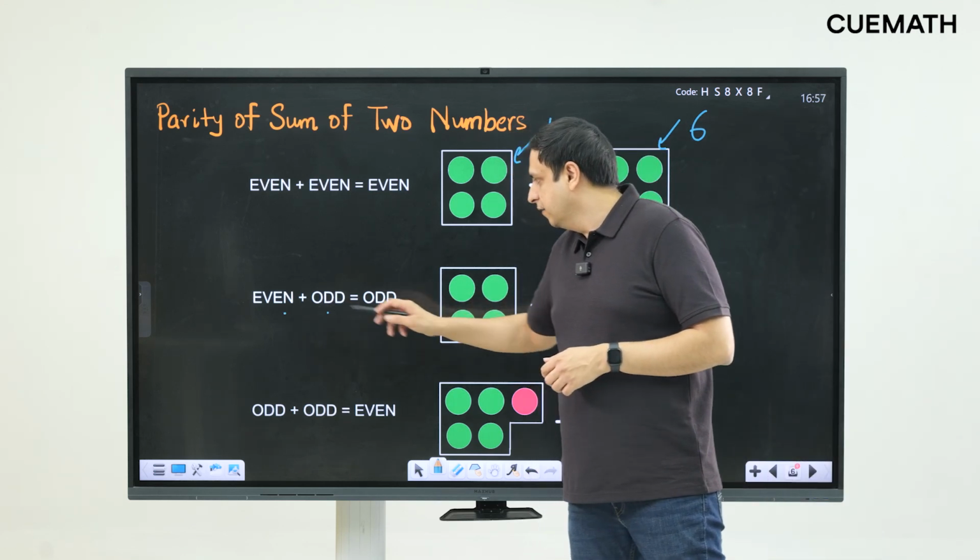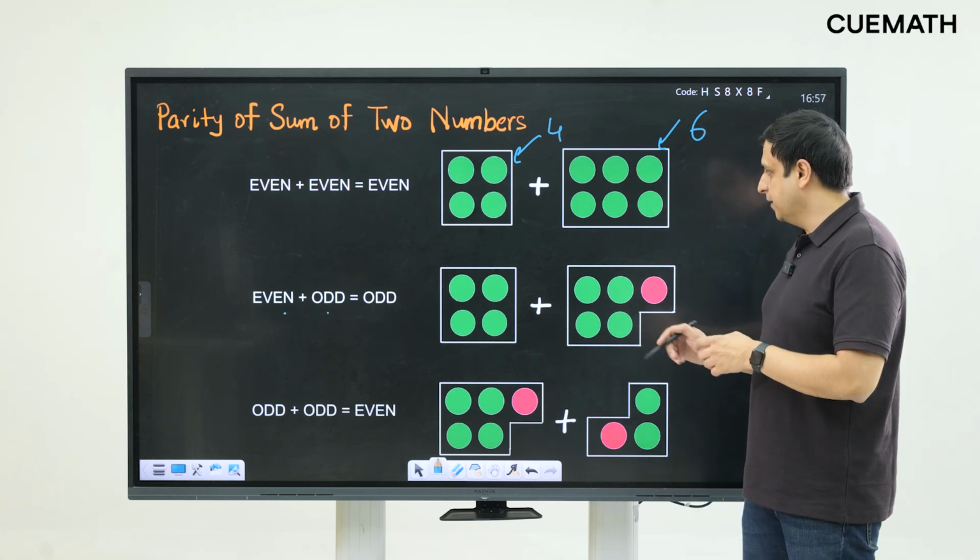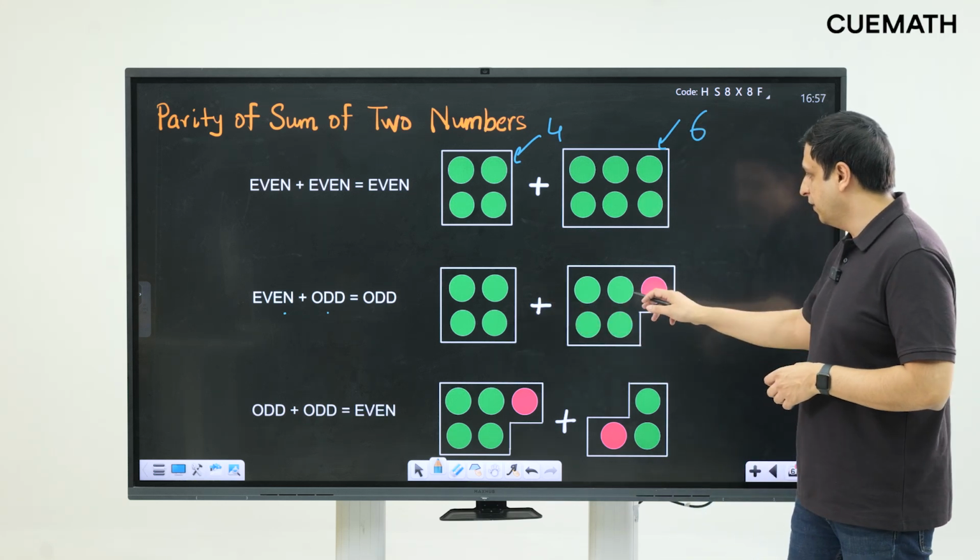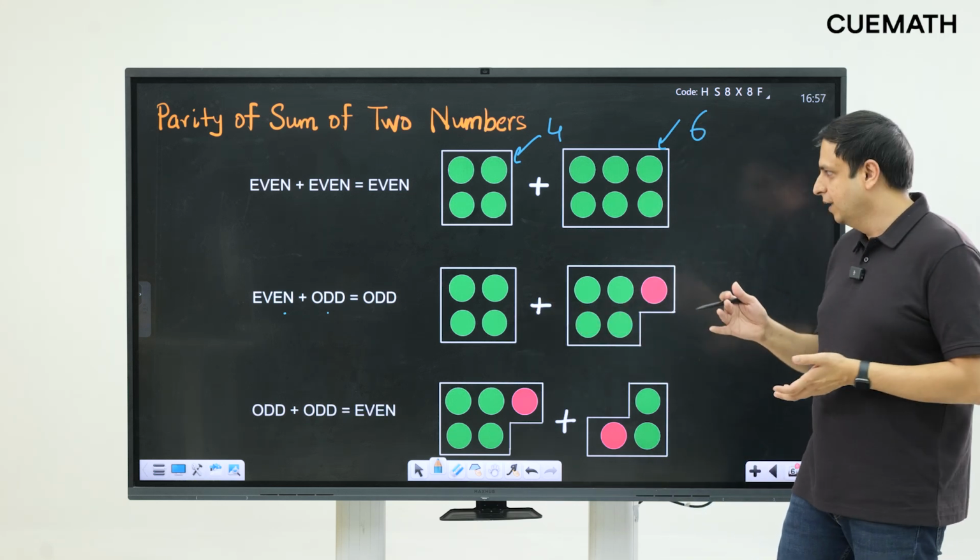Similarly, if you have an even and an odd number, so you are combining them, you have an even balanced model, you have an odd unbalanced model, you combine them, what should you get?